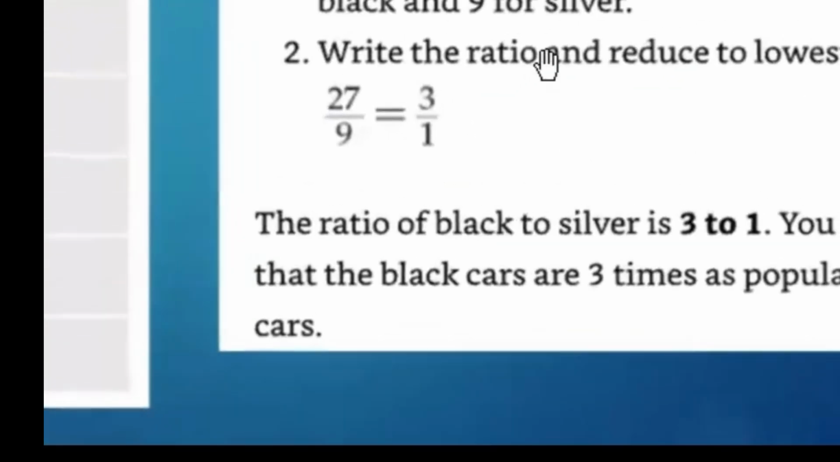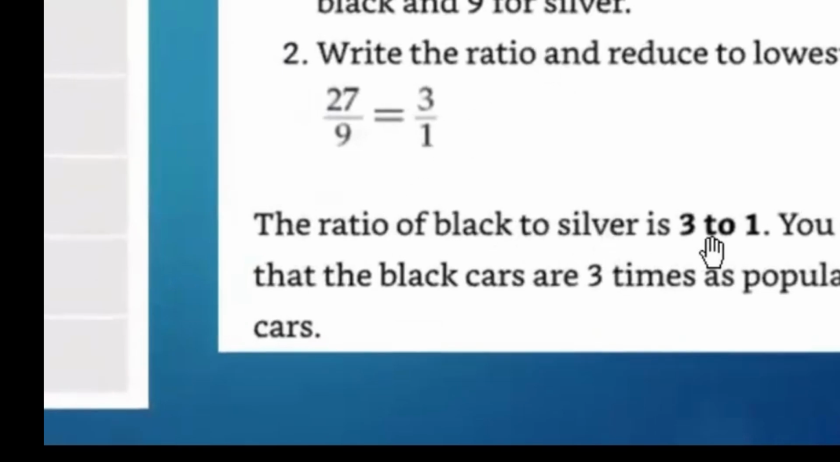So we can say that the ratio of black to silver cars is 3 to 1, or you can think of it in terms of how many black cars she saw moving past her for every silver car. So you could restate it as saying that for every 3 black cars that she saw passing by, she would see 1 silver car.